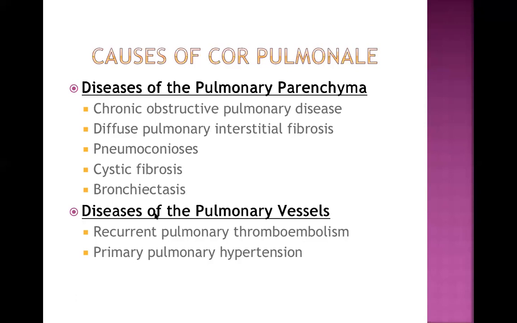Now the second type of disorders are diseases of the pulmonary blood vessels, and they are recurrent pulmonary thromboembolism, the small type of thromboembolism. If they repeatedly block the pulmonary blood vessels, that can also create increased resistance to the right side of the heart. Over a period of time it may develop into cor pulmonale.